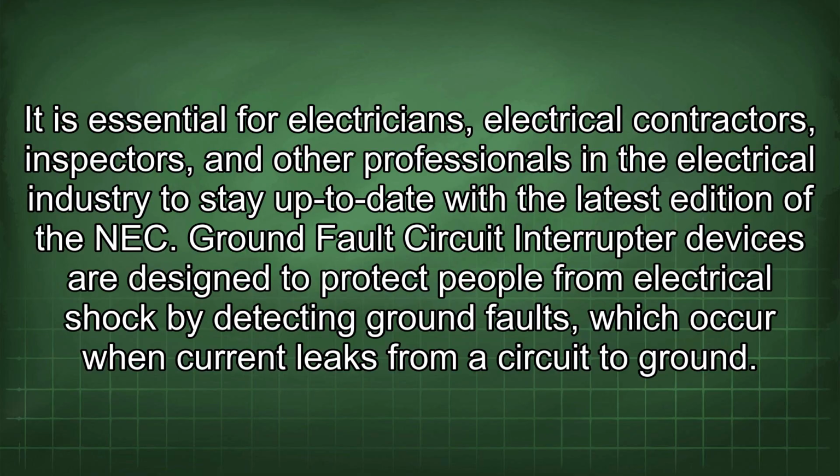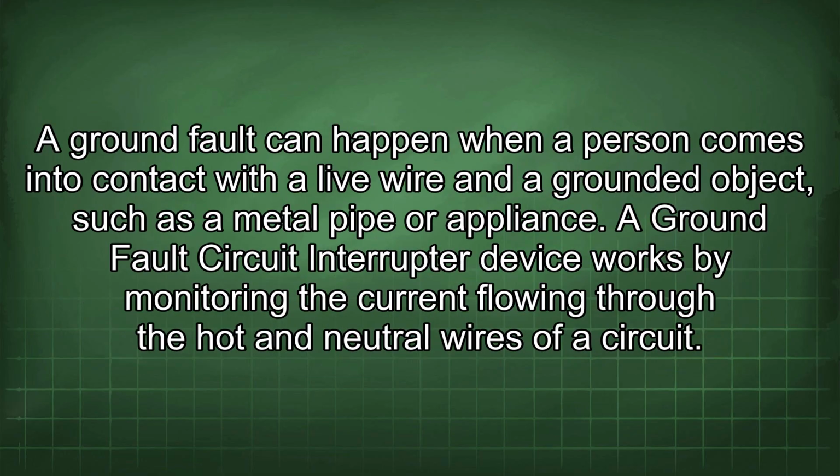Ground fault circuit interrupter devices are designed to protect people from electrical shock by detecting ground faults, which occur when current leaks from a circuit to ground. A ground fault can happen when a person comes into contact with a live wire and a grounded object, such as a metal pipe or appliance.